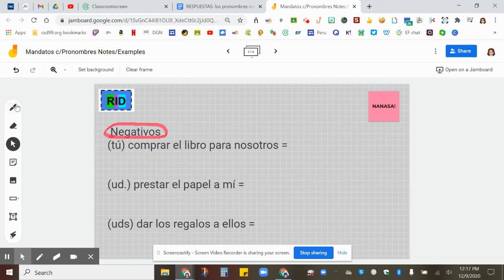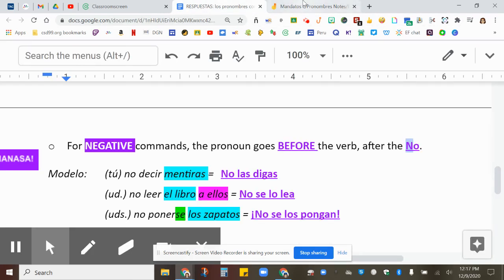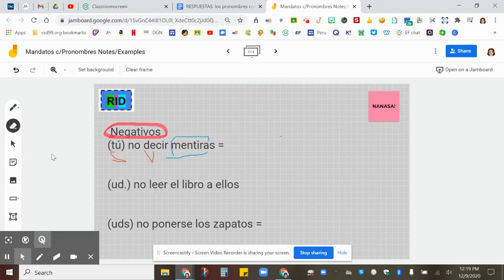Again, you can identify all of your parts of speech. Tú is my subject, comprar is my verb. El libro is what I want this person to buy. Para nosotros is for whom I would like them to buy it. When I rewrite my command, don't buy it for us. This one's wrong. All right.